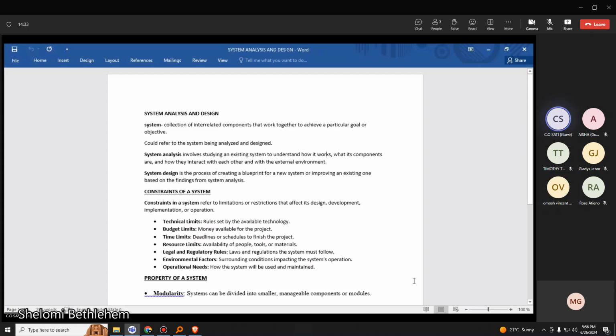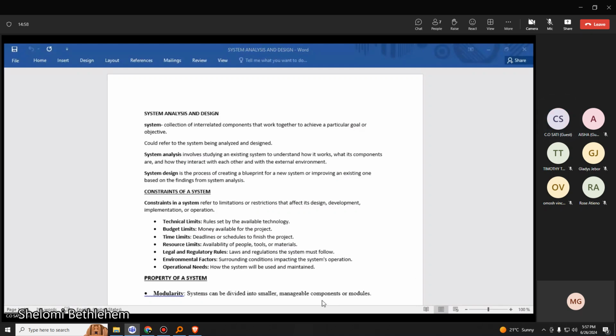Yes, thank you, Vincent. We found that these are just set rules by the available technology. So these set rules can limit you when you come up. You have to put them into consideration when you want to develop a system. Another one, we have got budget limit.